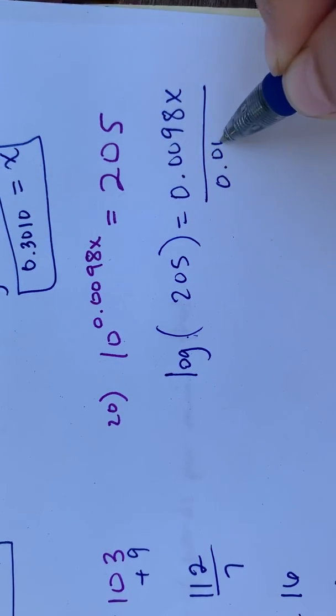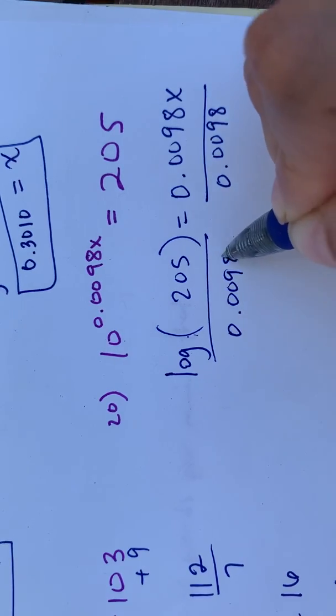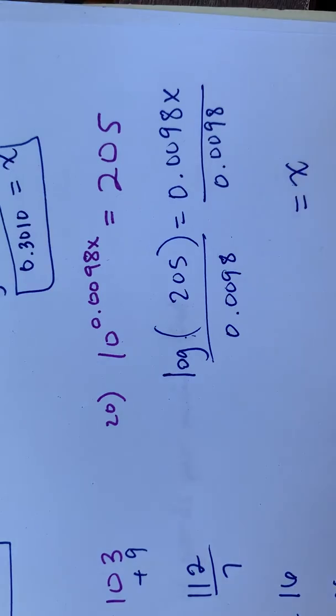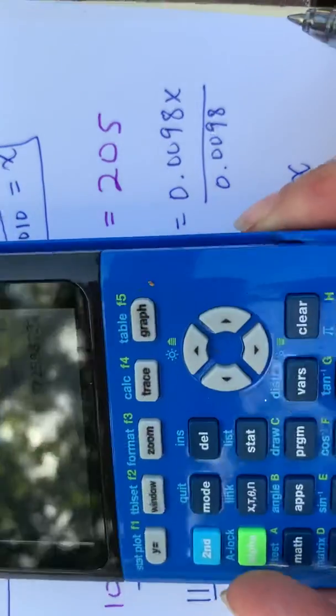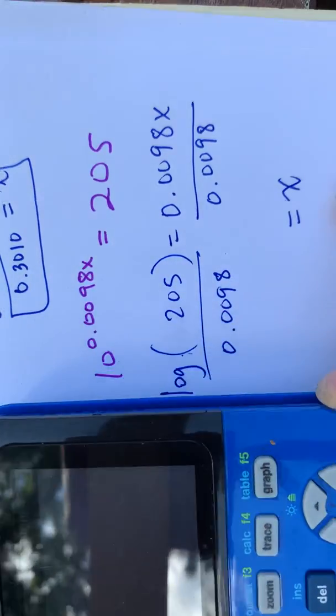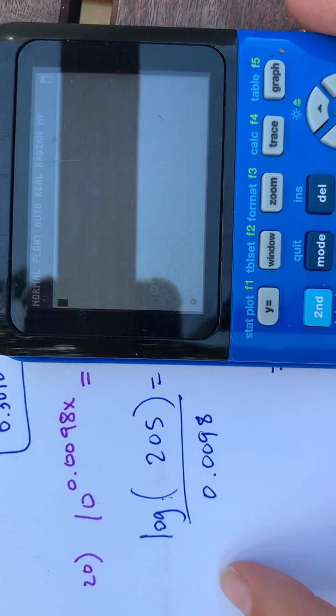Divide by 0.0098, and now again, this is simply a calculator problem. But I haven't shied away from showing you how to use the calculator, and I expect y'all to be following along with me so that you can gain practice here. And so we're doing this right here.